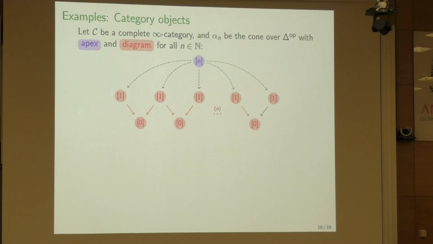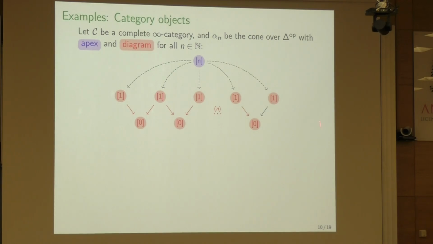So I will only give some details on the category objects example to give a review of how all this is done. So we take a complete infinity category, and we will take cones for every n in our small category, which will be the Delta-op category. And basically these will be the cones that we have.